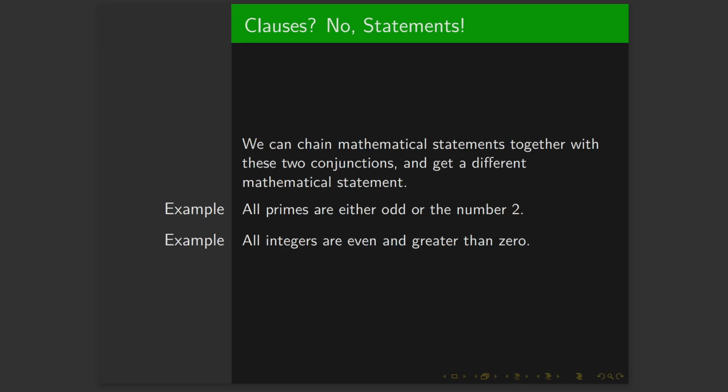So for example, all primes are either odd or the number 2. If you were to just say all primes are odd, that's false. Or if you were to say all primes are the number 2, that's also false. Using the or, which is doing the heavy lifting, you're combining "the primes are odd" or "the number 2" together. And now this statement is true. We're producing a completely new statement.